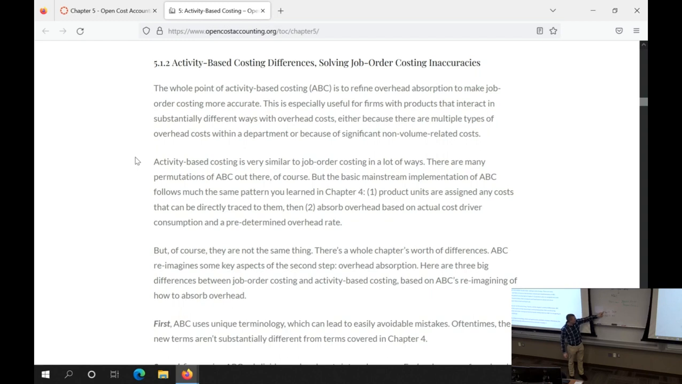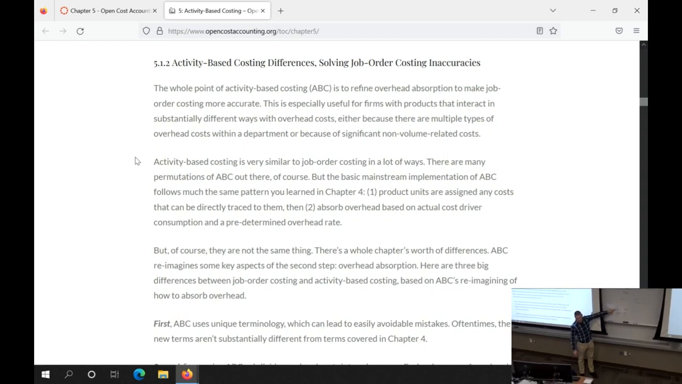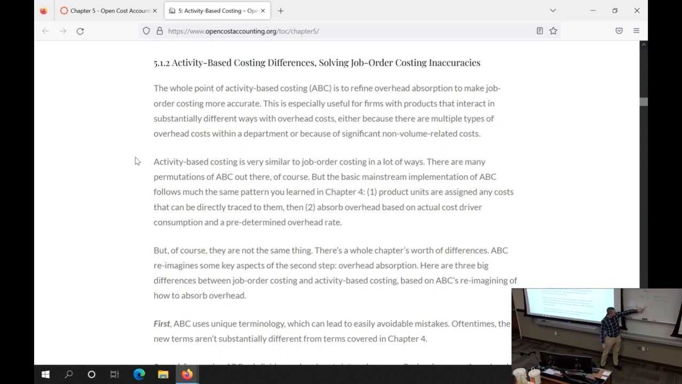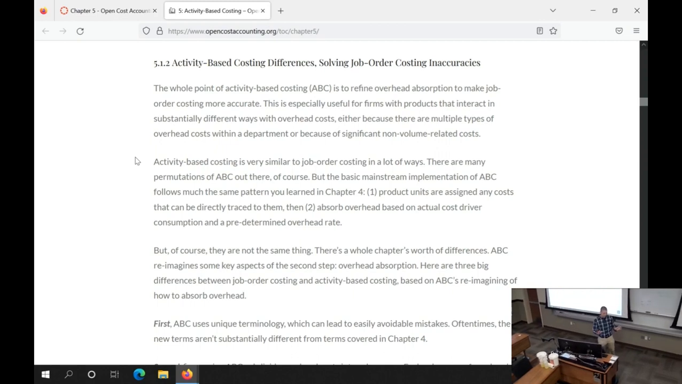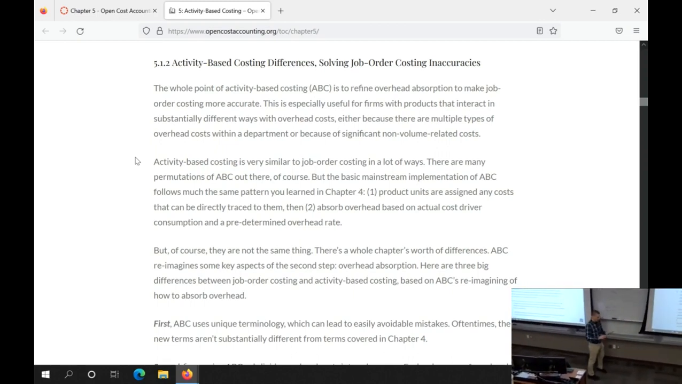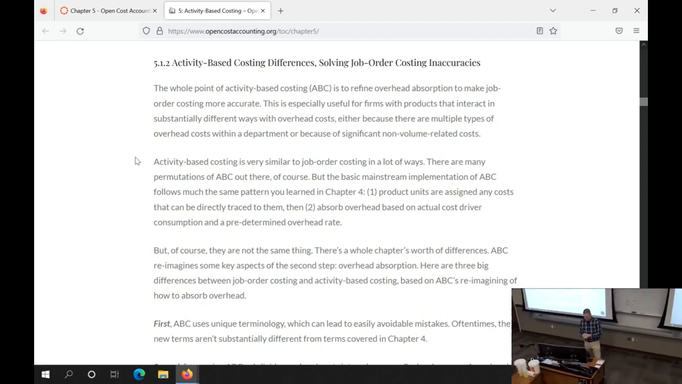There's still a bunch of overhead that's not being properly allocated for Department 1 because it's not correlated to direct labor hours, and a bunch of overhead from Department 2 that's not being properly allocated because it's not correlated with machine hours. So what we need to do is get rid of the existing structure of our overhead cost and simply correlate it to those drivers that we can trace and let them kind of intermingle.